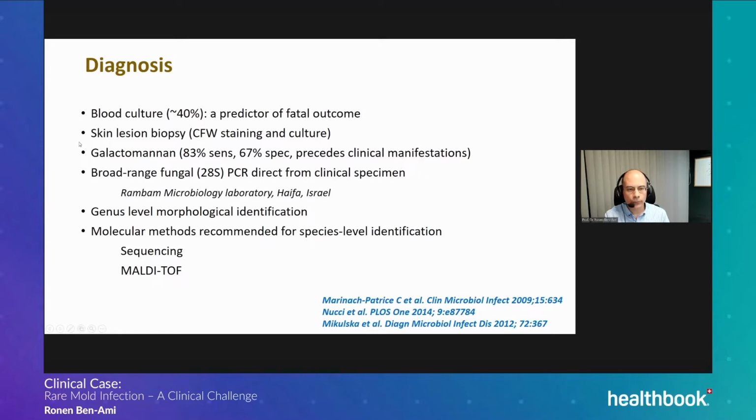Galactomannan can be positive with a sensitivity of greater than 80% and 67% specificity, and can precede the clinical manifestations. This has been shown and published. I admit that my own experience with galactomannan in fusarium hasn't been actually so good as those papers.